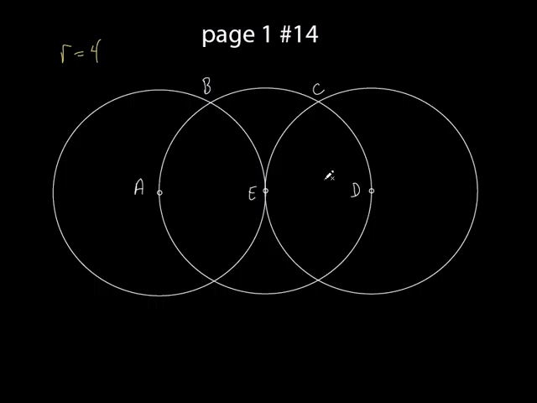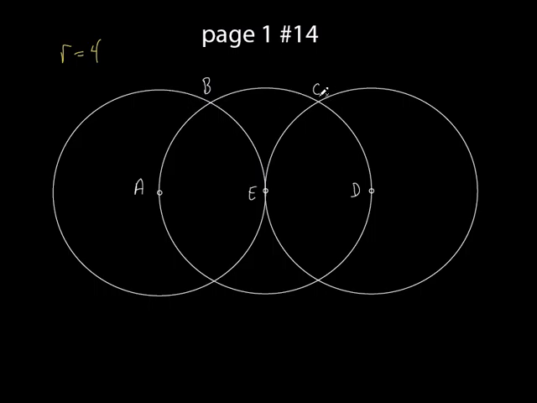A, E, and D are the centers of all these circles. The circle on the left, center A, the circle in the middle, circle E, the circle on the right, circle D. Those are their centers. It says 2 circles are tangent at point E. So circle A and circle D are both tangent, which means they just touch each other at one point, which is point E. And the circles intersect at B and C. Obviously they intersect right here and right here.